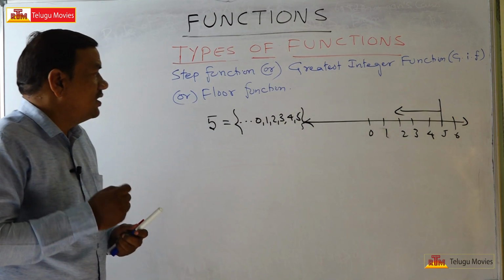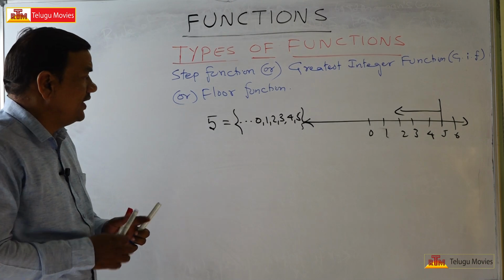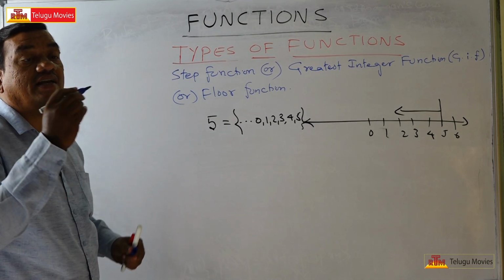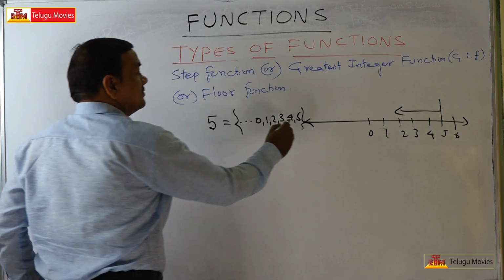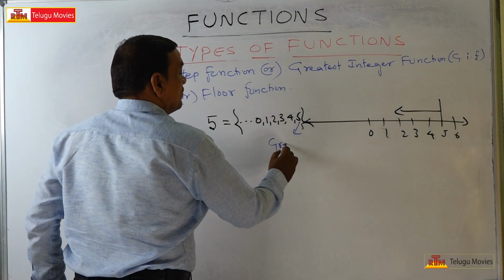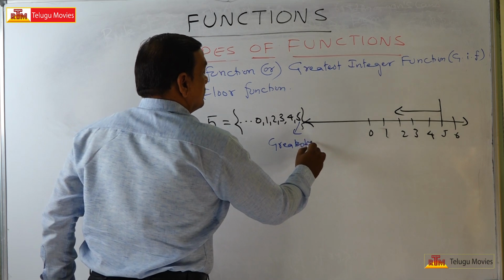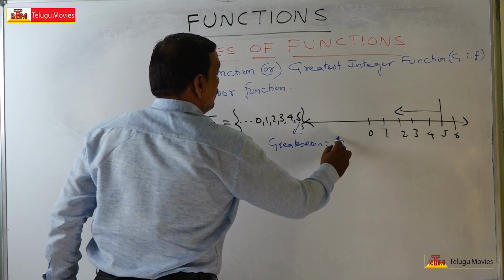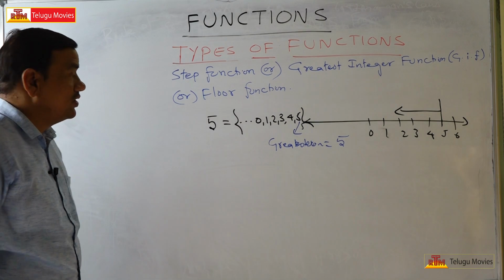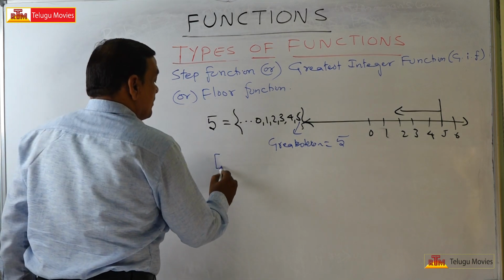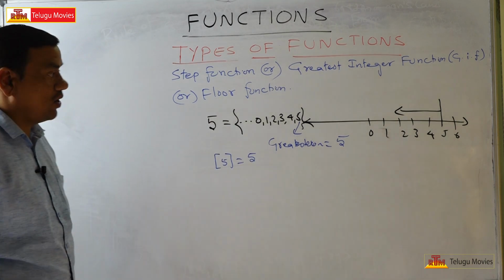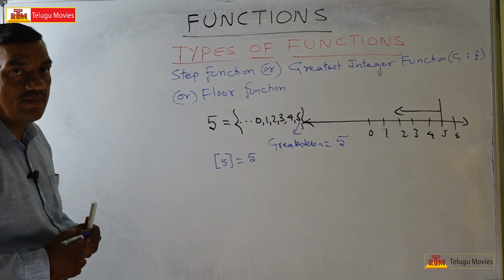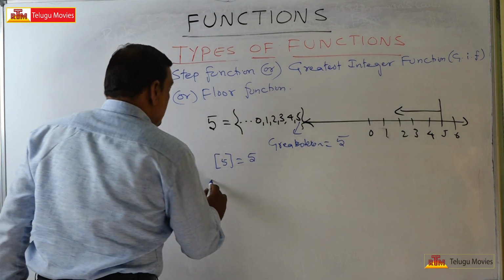Understand this. Now in this, which is the greatest one? The greatest one is equal to 5. So this is called step of 5 is equal to 5. Okay? Now the next example.